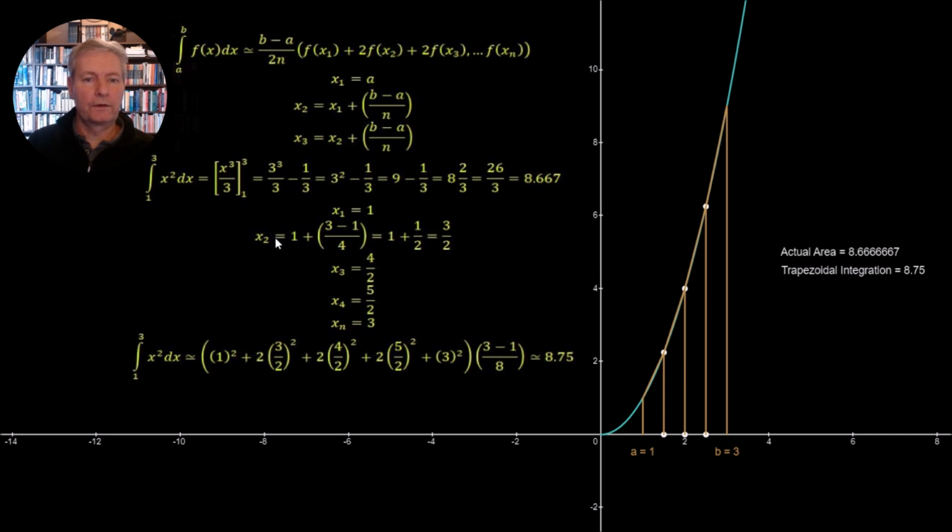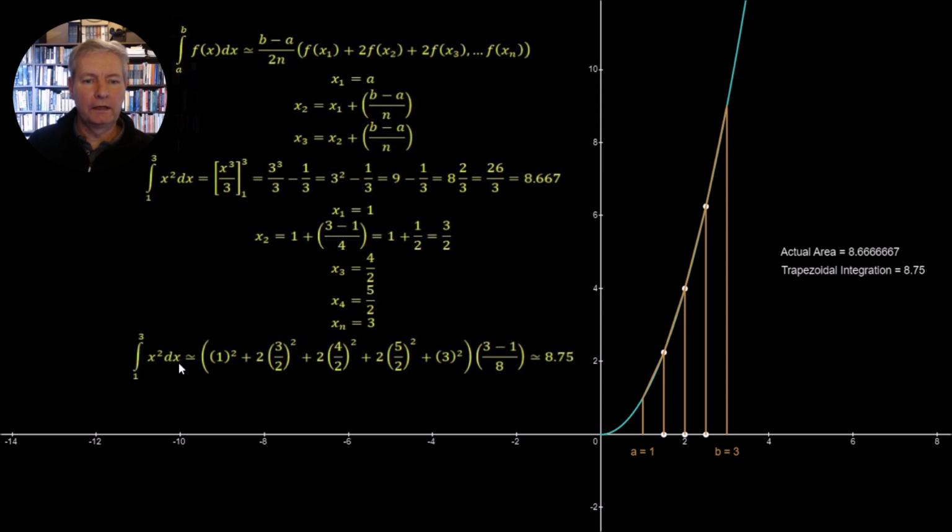Now, if we were to work this out in terms of our algorithm here, we would have our value of x1, which is 1, and then we would have our x2, which would be 1 plus (b minus a) upon n, so that's (3 minus 1) upon 4, so that's 1 plus a half, that's 3 upon 2, and then we would add another half on to that, which would be 4 upon 2, 5 upon 2, and the final one would be 6 upon 2, which is just our b value, which is 3.